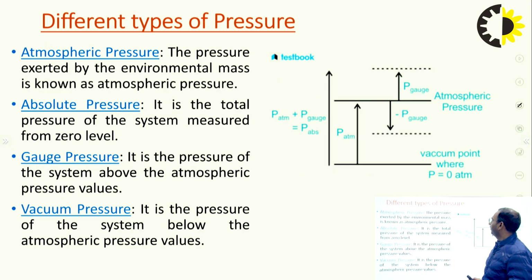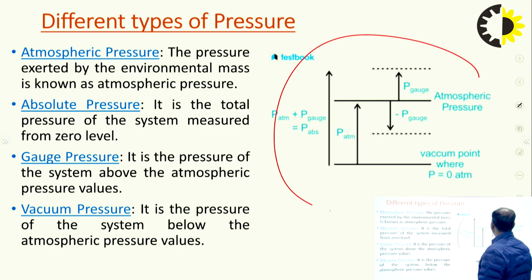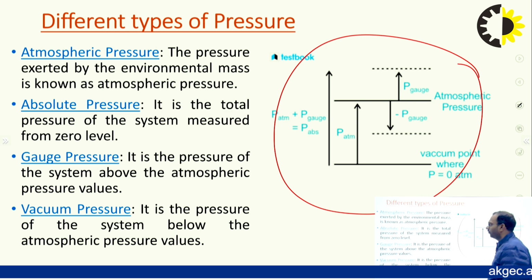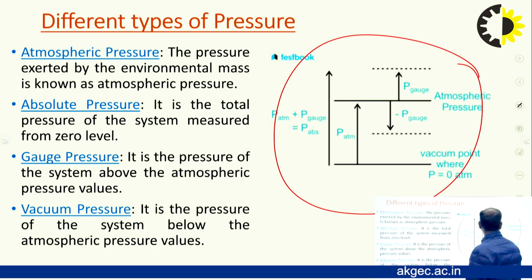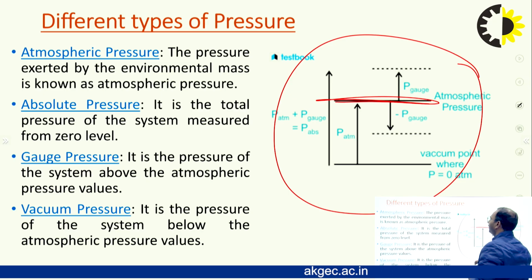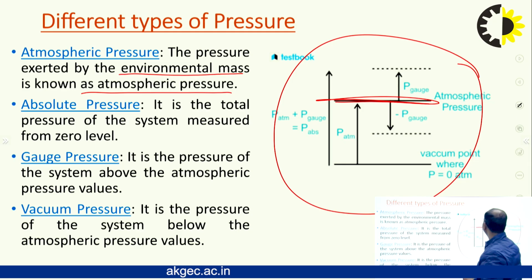So, there are different types of pressure: atmospheric pressure, absolute pressure, gauge pressure and vacuum pressure. With the help of this figure, I will explain what is atmospheric pressure, what is absolute pressure, gauge pressure and vacuum pressure. So, basically atmospheric pressure, this one, is the pressure exerted by the environmental mass, and is known as atmospheric pressure.